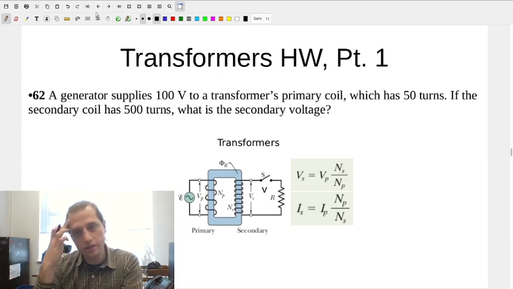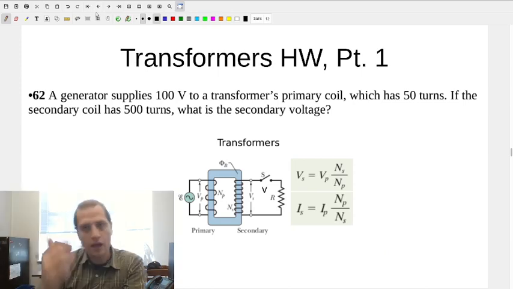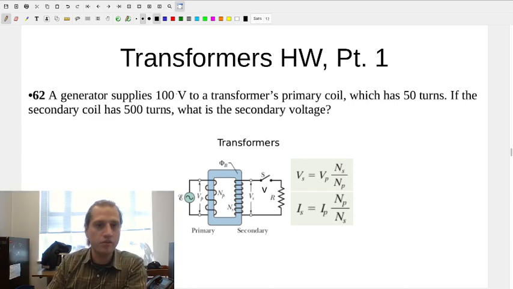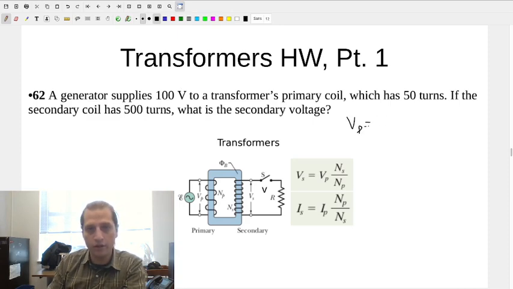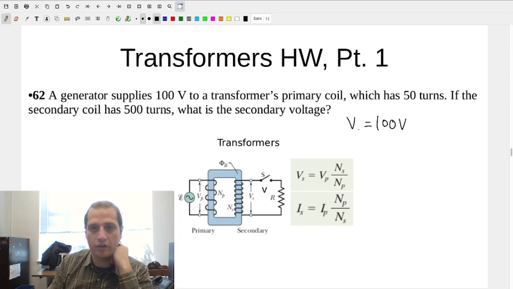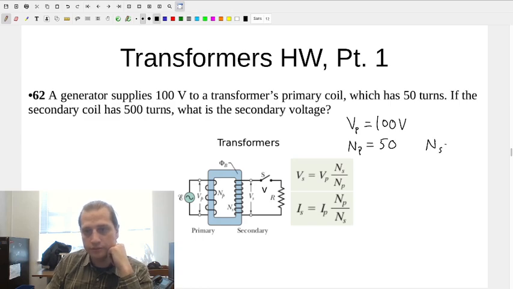So let's just take a quick look at two homework problems. How would we use this? It says a generator supplies 100 volts to a primary coil. So V primary equals 100 volts. That's going between plus and minus, but we're quoting an RMS, we're assuming that already. And it has 50 turns, so N primary equals 50. If the secondary coil has 500 turns, what is the secondary voltage?